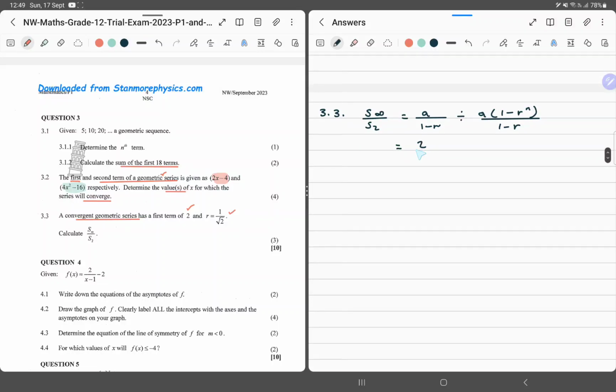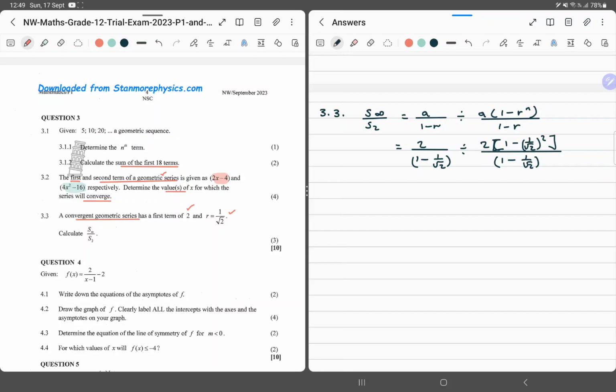A is 2 over 1 minus the square root of 1 minus 1 over the square root of 2, divided by A is still 2, 1 minus, this is 1 over the square root of 2, but this one is squared. Okay, maybe let's put square brackets there. All of that divided by 1 minus 1 over the square root of 2.